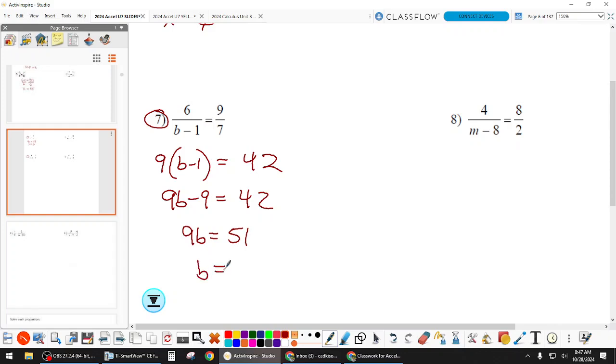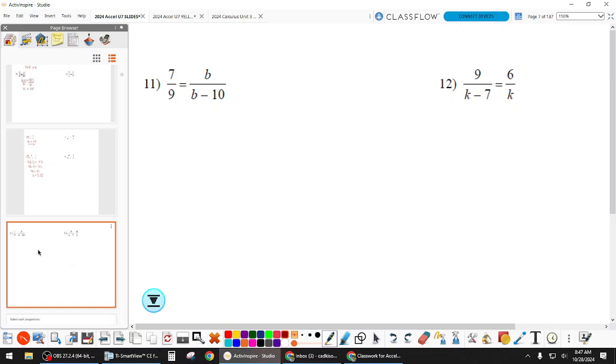And 51 divided by 9. What was it? 5.6. Oh, yeah. 5.6 continuous. Yeah. That would be it. Okay, so those are really the same strategy. The nice thing about cross multiplying and setting equal is that it works with all of these, but the steps that are required to solve afterwards sometimes require a little bit more work.